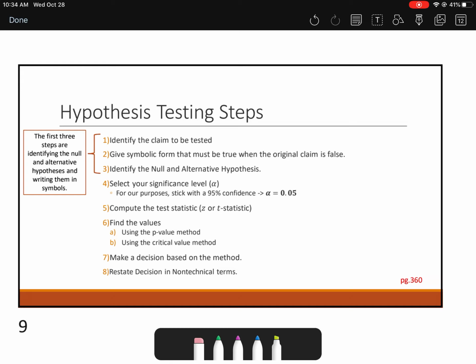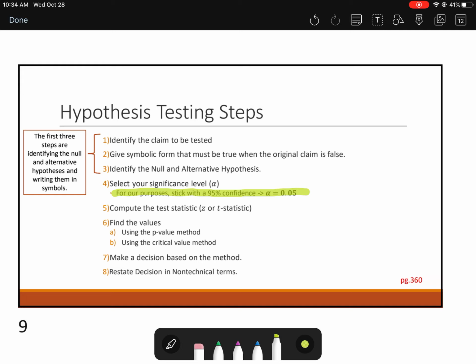Your alpha, remember, was 1 minus your confidence interval divided by 100. For our purposes, we're always just going to stick with a 95% confidence. So if I actually computed alpha, 1 minus 95 over 100, I would get 0.05. So we are always going to just stick with that 95% confidence.